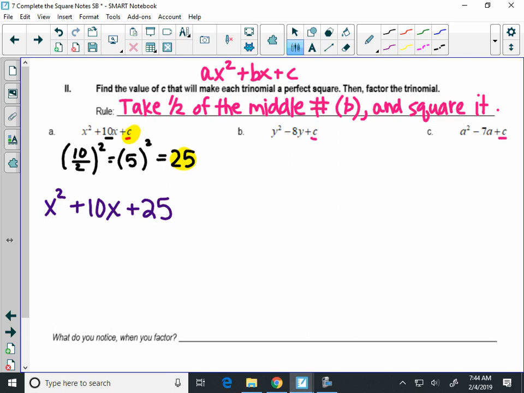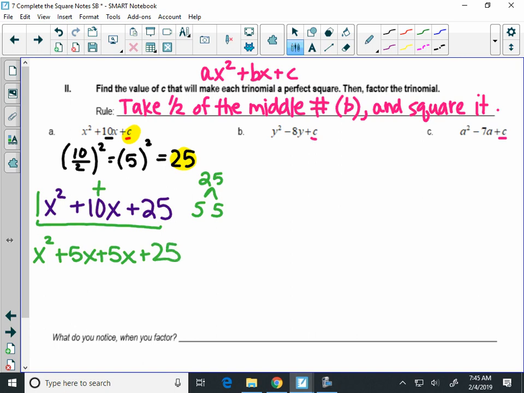Now let's factor this really quick, because that's what it said to do. Factor the trinomial. I want to see what happens. So when I factor by split the middle, I'll have 1 times 25, which is 25. And I need two numbers that multiply to 25 and add to 10. Well, that would be 5 and 5. So splitting the middle here, I'll have x squared plus 5x plus 5x plus 25.